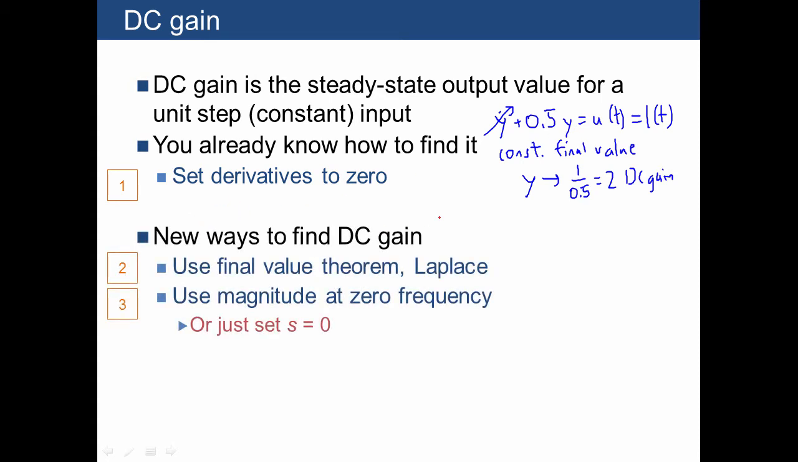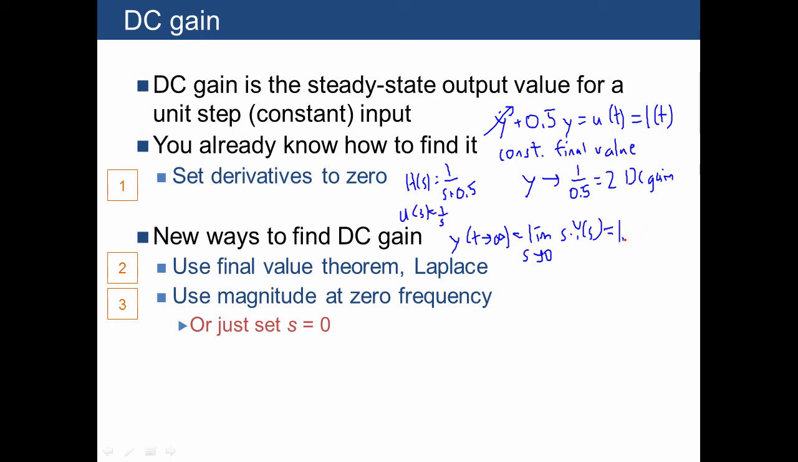Let's talk about two other ways to find the DC gain. One is to use the final value theorem. The final value theorem and the Laplace transform says that y as t goes to infinity is equal to the limit as s goes to 0 of s times y of s. Now what's y of s? We already have a transfer function for this system, which was 1 over s plus 0.5, and we are applying a unit step, so that has a transfer function of 1 over s.